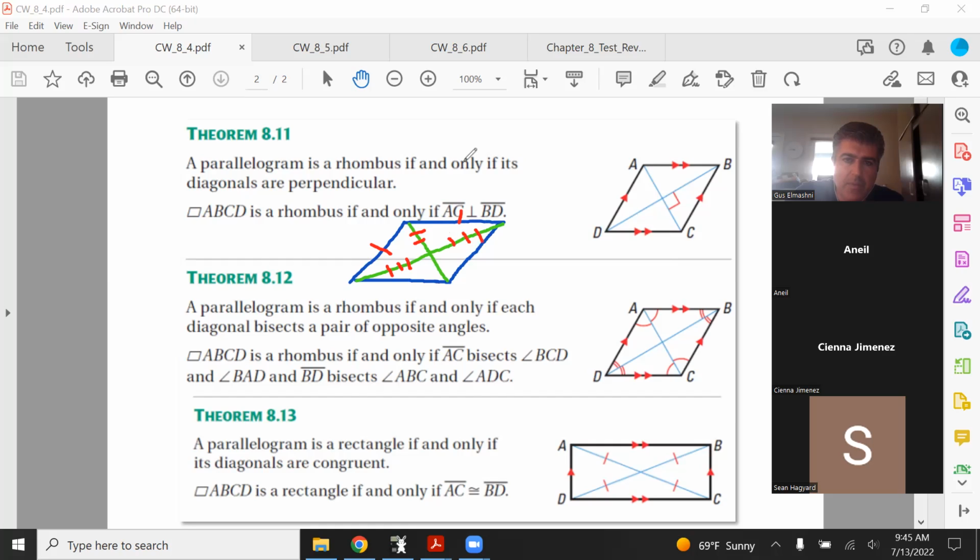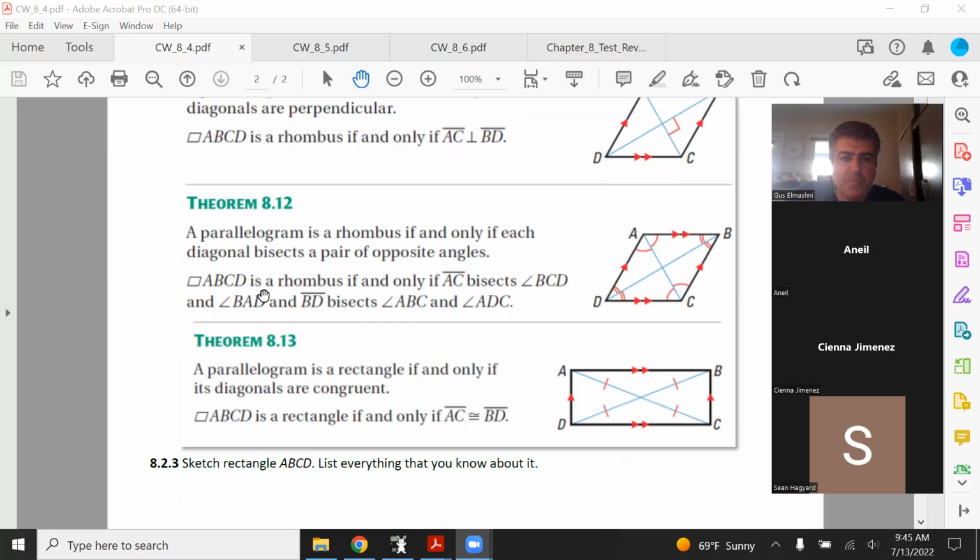So if I get a highlighter here, that triangle, and then let's do a different color highlighter, and that triangle, those are going to be the same by side, side, side. So that would then mean that these angles have to also be the same. And because they're a linear pair, they're both going to be right angles. Well, there you go. You got perpendicular.